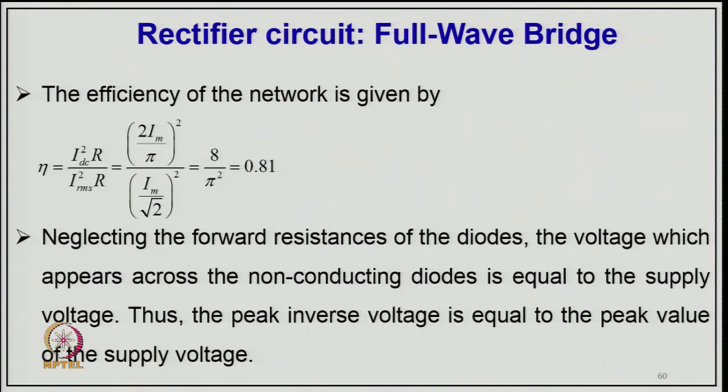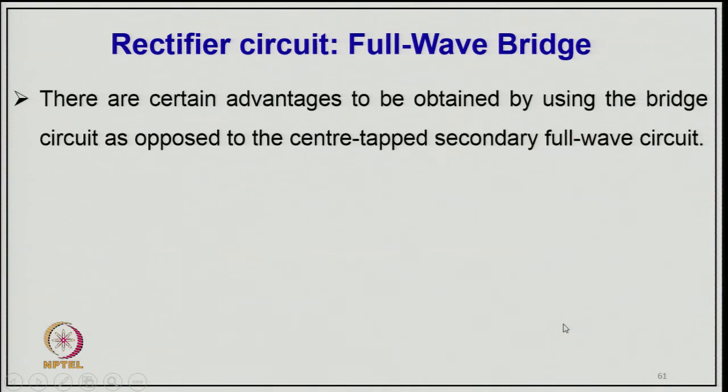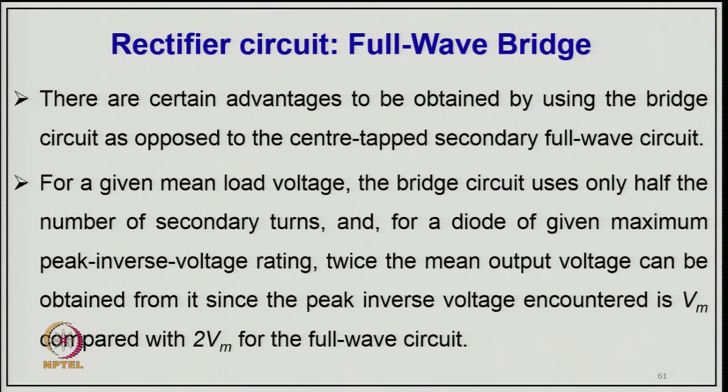So, neglecting the forward resistance of the diode, the voltage appearing across the non-conducting diode is equal to the supply voltage. Thus, the peak inverse voltage is equal to the peak value of the supply voltage. There are certain advantages to be obtained by using the diode bridge circuit as opposed to the center tap secondary full wave circuit. For a given mean load voltage or average load voltage, the bridge rectifier uses only half of the number of secondary turns, and for a diode of given maximum peak inverse voltage rating, twice the mean output voltage can be obtained from it, since the peak inverse voltage encountered is Vm compared to 2 Vm for the full wave circuit.